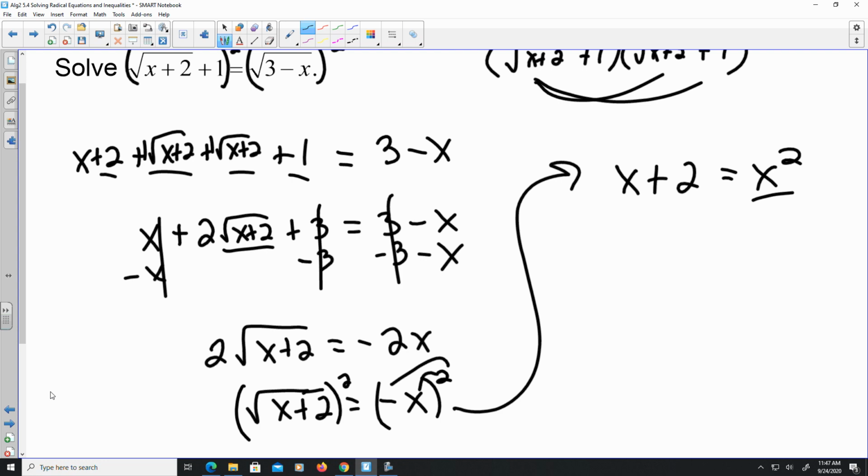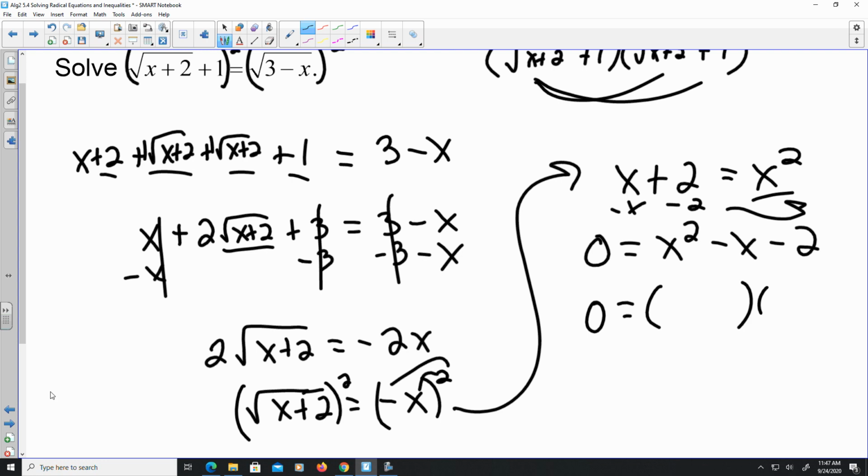All right, we have to set our equation equal to 0. I'm going to put everything on the right-hand side because I want my lead coefficient to be positive. So it's going to be 0 equals x squared minus x minus 2. I just subtracted x and subtracted 2 to this side over here.